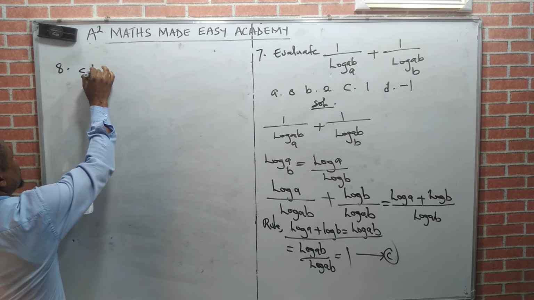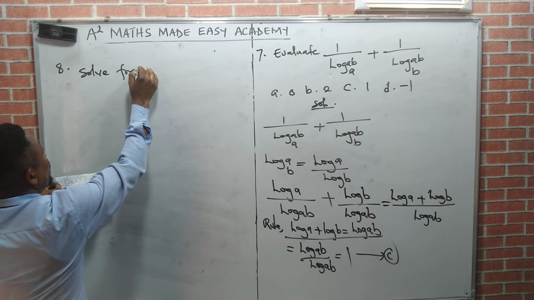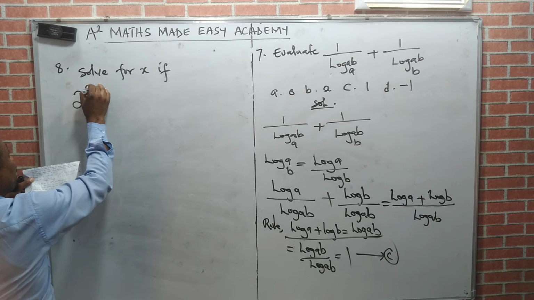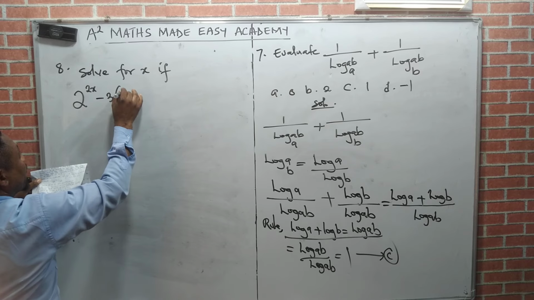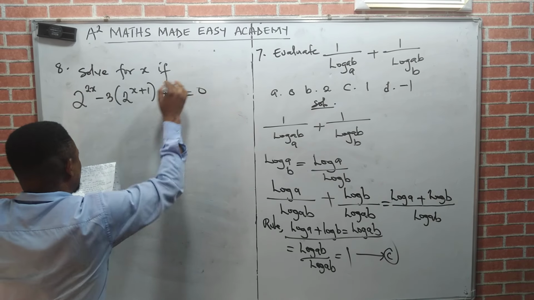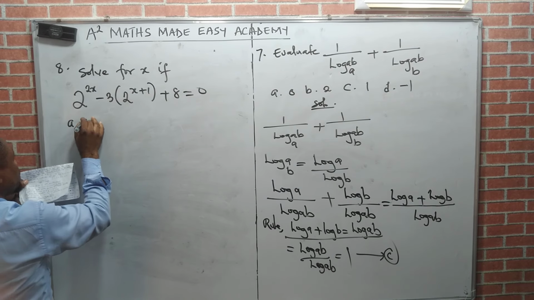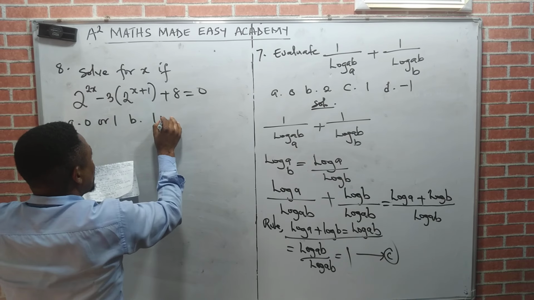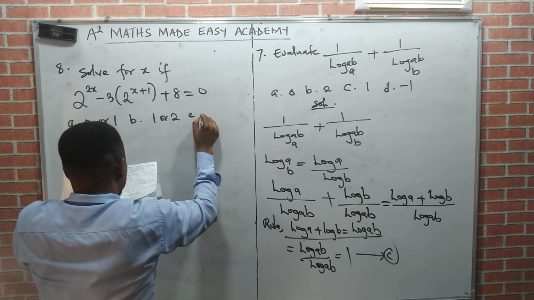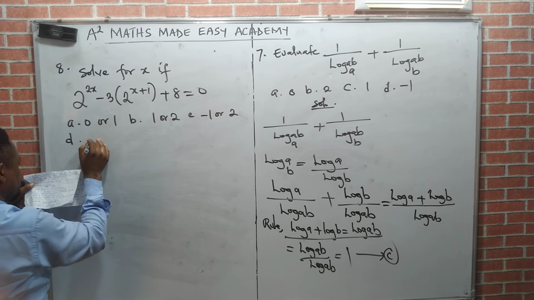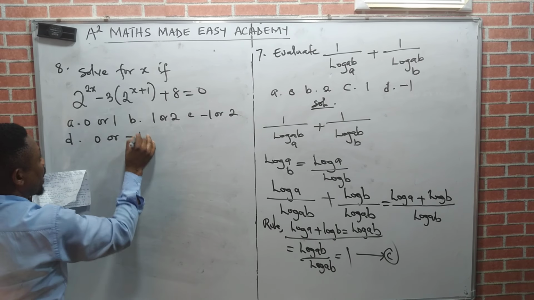Then let's move to this. Solve, look at this one. Solve for x if 2 raised to the power of 2x minus 3, bracket 2 raised to power x plus 1, then plus 8, everything equals 0. Option A is 0 or 1. Option B is 1 or 2. Option C is minus 1 or 2. Then option D is 0 or minus 1.